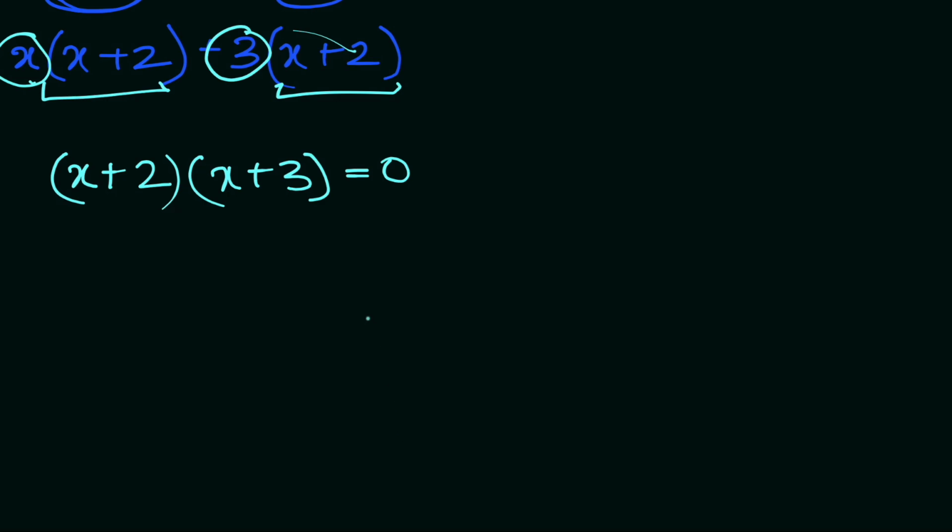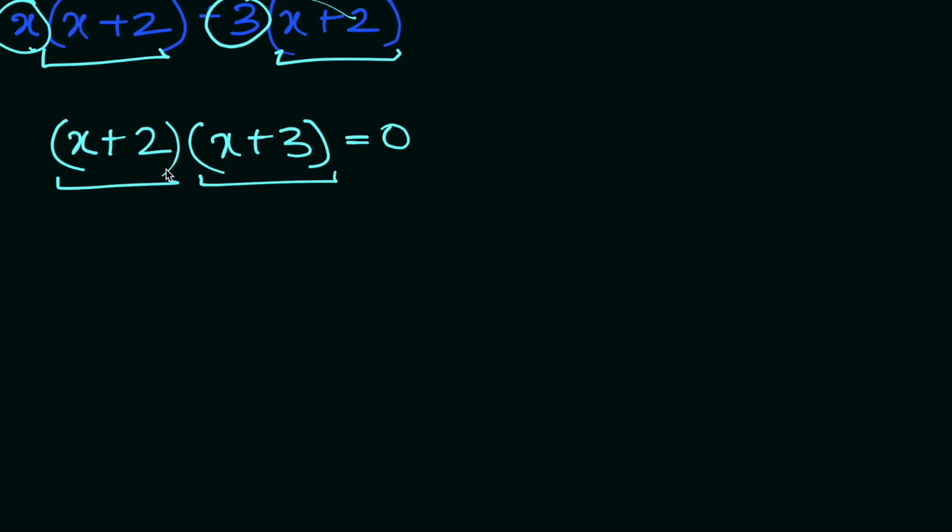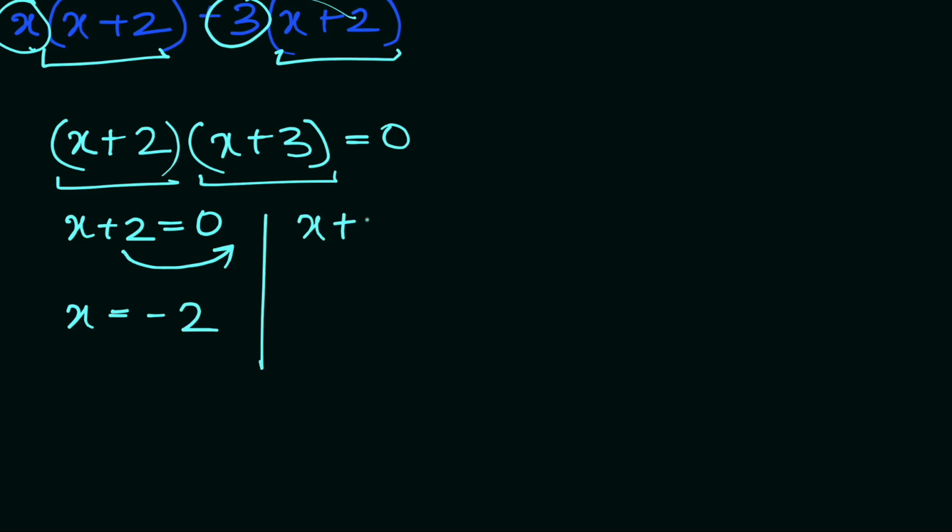Now, note that for any two numbers, the product would only be 0 if one of the numbers would be 0, correct? So we're going to individually equate each bracket to 0 to find the value of x. So first we're going to do x plus 2 is equal to 0. We're going to transpose positive 2 to that side, which would give us x is equal to minus 2. Similarly, we're going to equate this one to 0, transpose to get x is equal to minus 3.